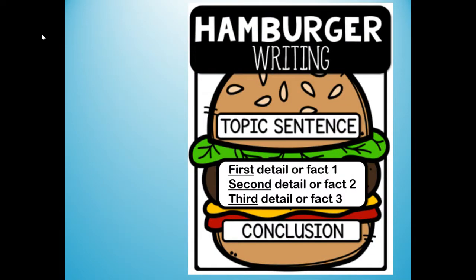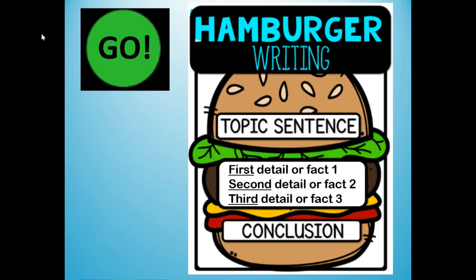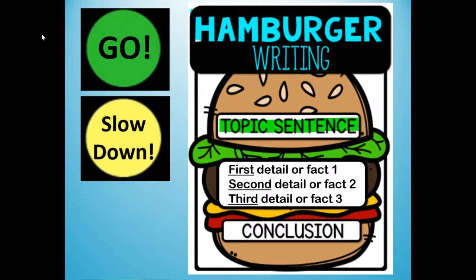And we're going to do some hamburger writing. That means we're going to start out with green. I'm going to give you your topic sentence or main idea sentence. And then we're going to slow down with yellow, and you're going to write your first detail or fact one sentence. And then we're going to slow down again and write your second detail or fact two sentence. And then we're going to slow down again and write your third detail or fact 3 sentence.